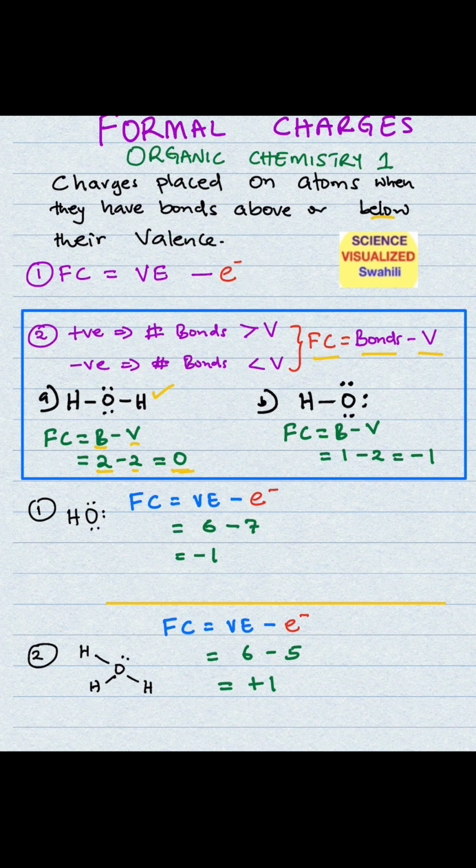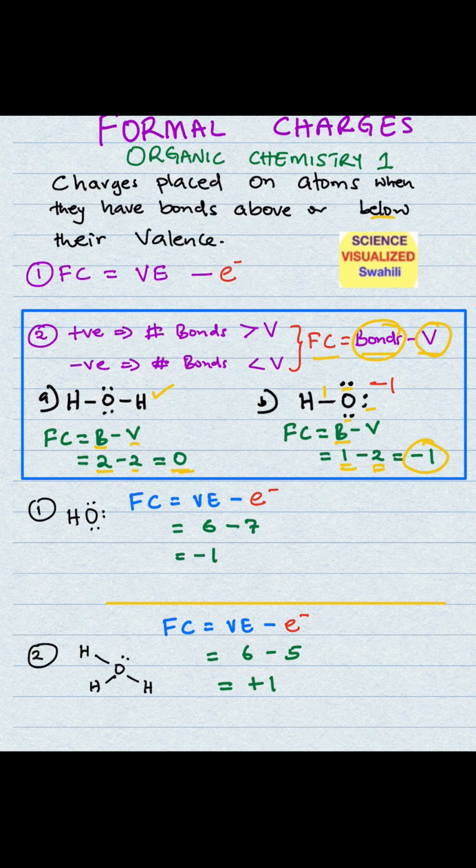Next, hydroxide ion, HO. This oxygen has 6 electrons, so 3 pairs. If we look at that oxygen, the number of bonds is only 1, and the valence of oxygen is always 2. Applying that to the formula, number of bonds minus the valence becomes 1 minus 2, which gives you minus 1, and therefore the hydroxide ion has a charge of minus 1.